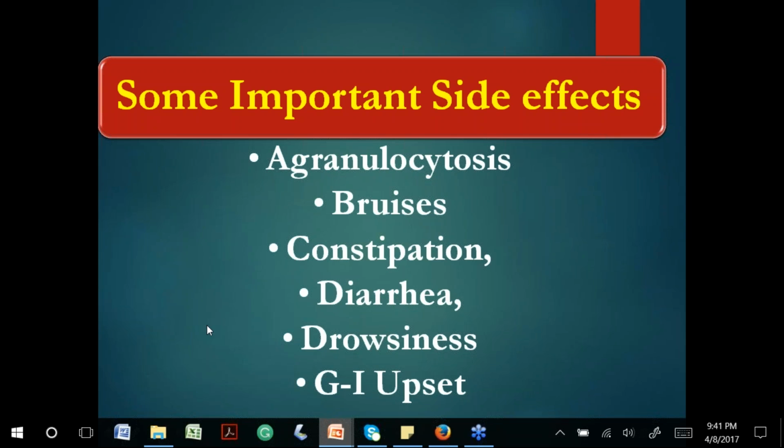Drowsiness. So, all right, I'm going to take hypnotics to make me sleep. Or I'm going to use an anxiolytic, a benzodiazepine, because I'm anxious. I'm going to calm down.